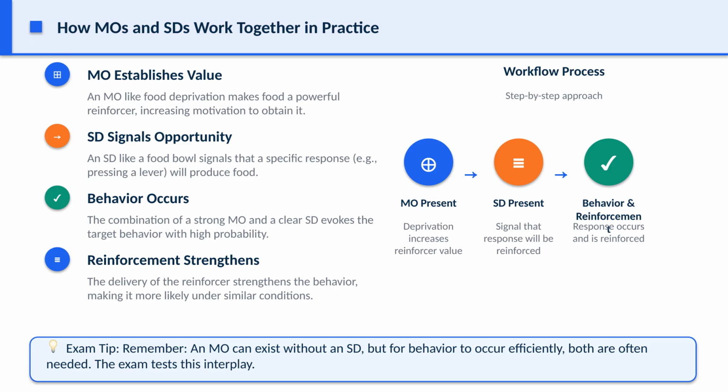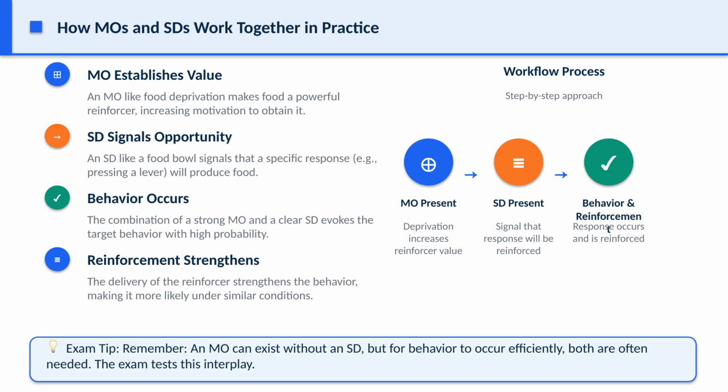On this slide, we see how motivating operations and stimulus control work together in practice, a key concept for the BCBA exam. The process begins with an MO, such as food deprivation, which establishes the value of food as a powerful reinforcer, thereby increasing the individual's motivation to obtain it. Next, a discriminative stimulus, like a food bowl, signals that a specific response, pressing a lever, will now produce that reinforcer. When a strong MO is combined with a clear SD, the target behavior occurs with high probability because the value and the opportunity align.